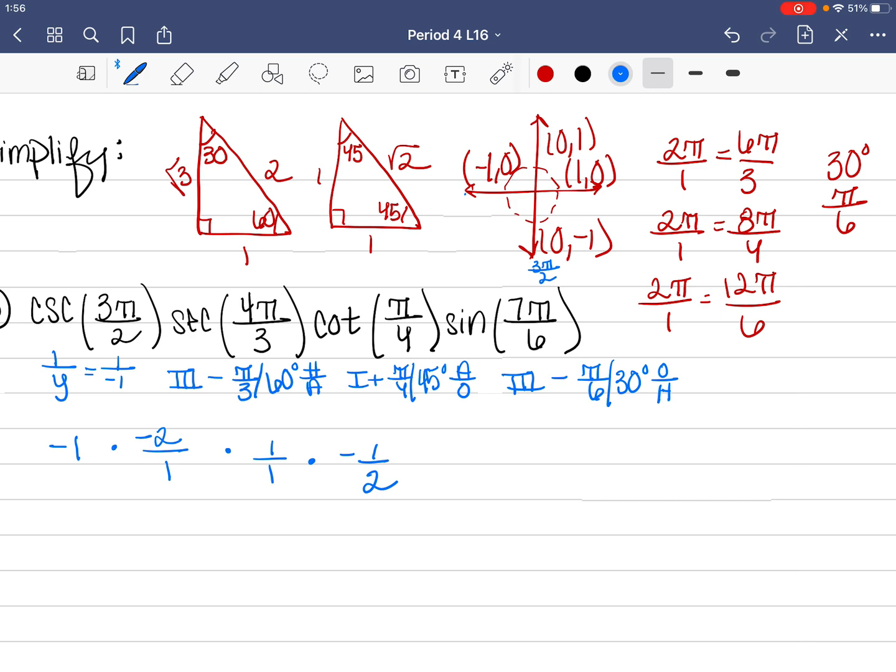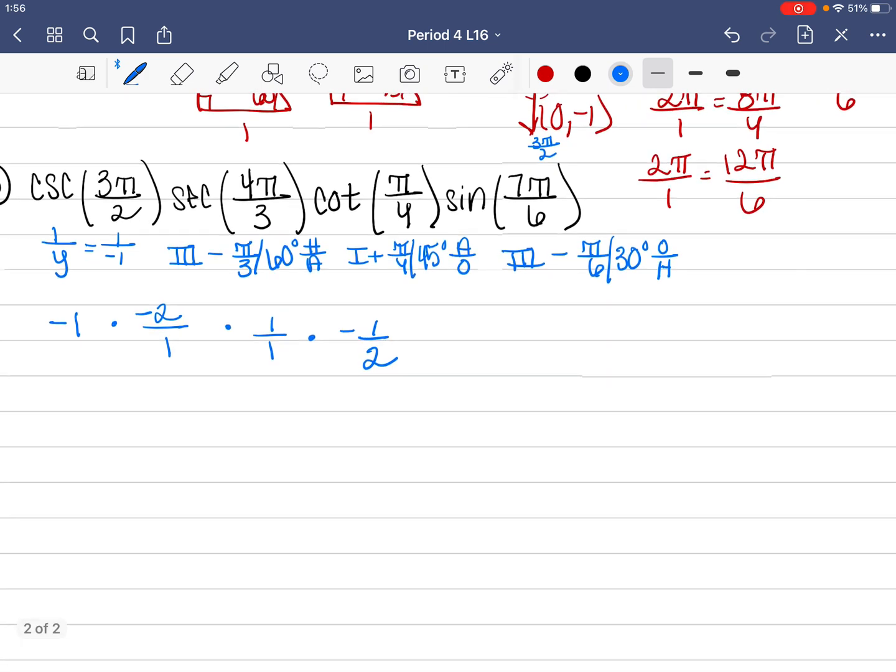All right, we got a lot of multiplying here. Maybe let's do a little bit of simplifying. This is like negative 1 times negative 2 times 1 times 1/2. Maybe do these two first. Negative 1 times negative 2 is positive 2. And then maybe you can do these two. 2 and 1 is 2. And then you can do these two now, right?